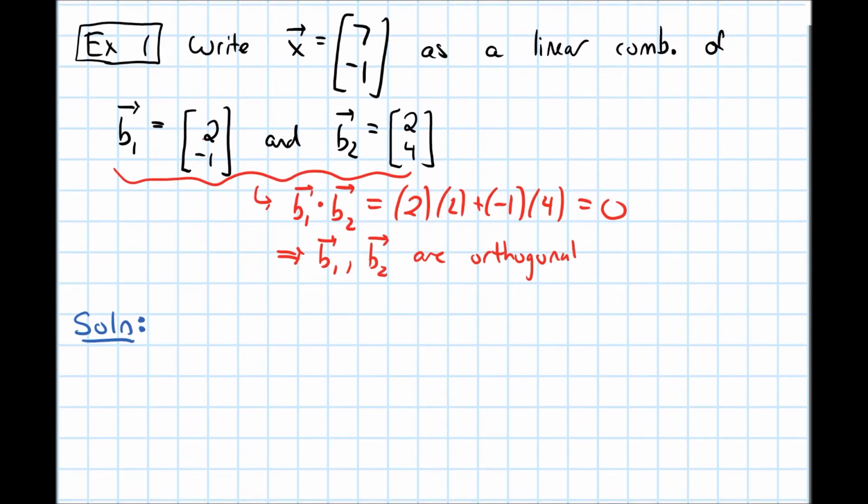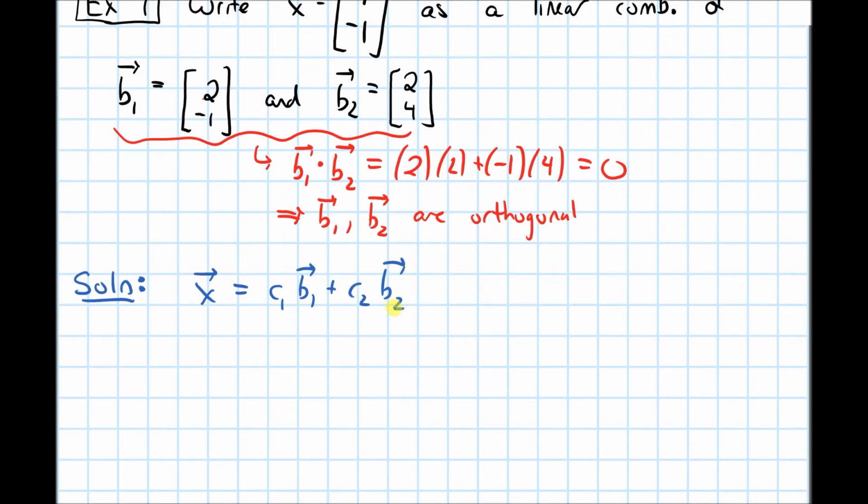Okay, so for the solution, what we're trying to do is write x in the form c1 times the first vector plus c2 times the second vector. Since b1 and b2 are orthogonal, we can use the previous theorem's formula. So c1 is going to be x, my vector, dotted with b1 divided by b1 dotted with itself.